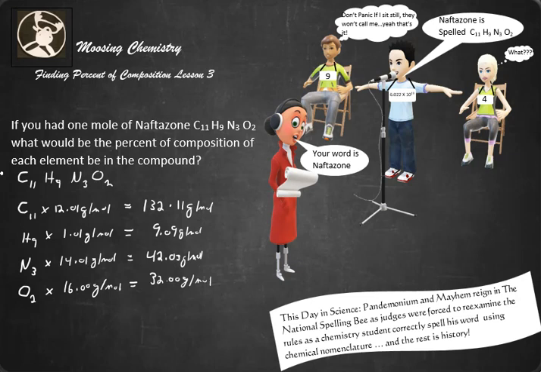All you got to do now to find out what 1 mole mass of naphthazone is, you just add up all these numbers. And when you do, you're going to get 215.23 grams per mole. Now we're going to put this number up here because we're going to run out of space, because we've got to do another calculation. And now we're going to erase everything and clean up the board.